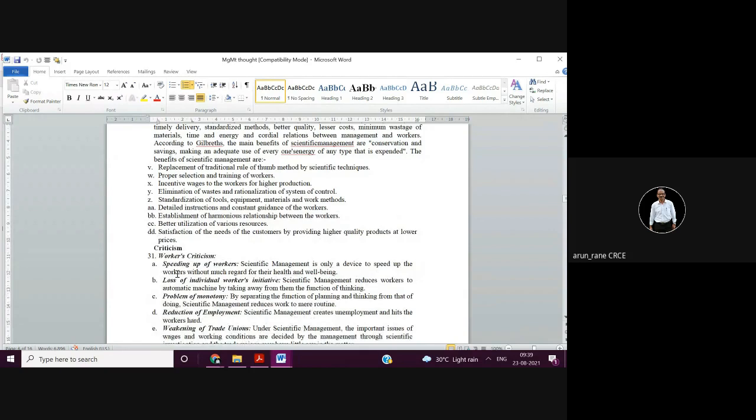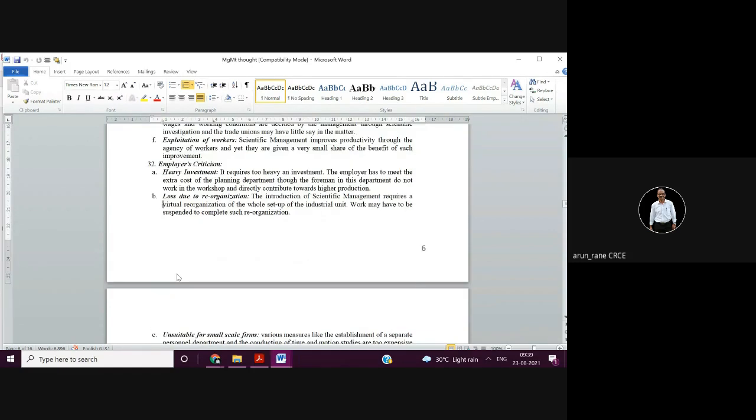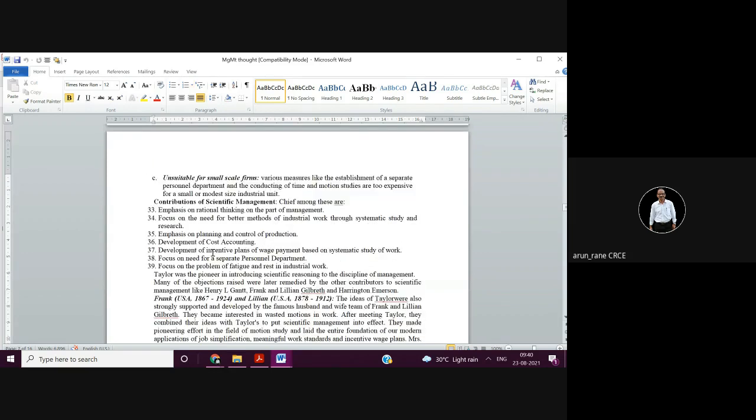When to criticize, when not to criticize, whom to criticize. Criticism is required, but how it is to be done, so that is also one of the managerial capabilities. What are the contributions of scientific management?